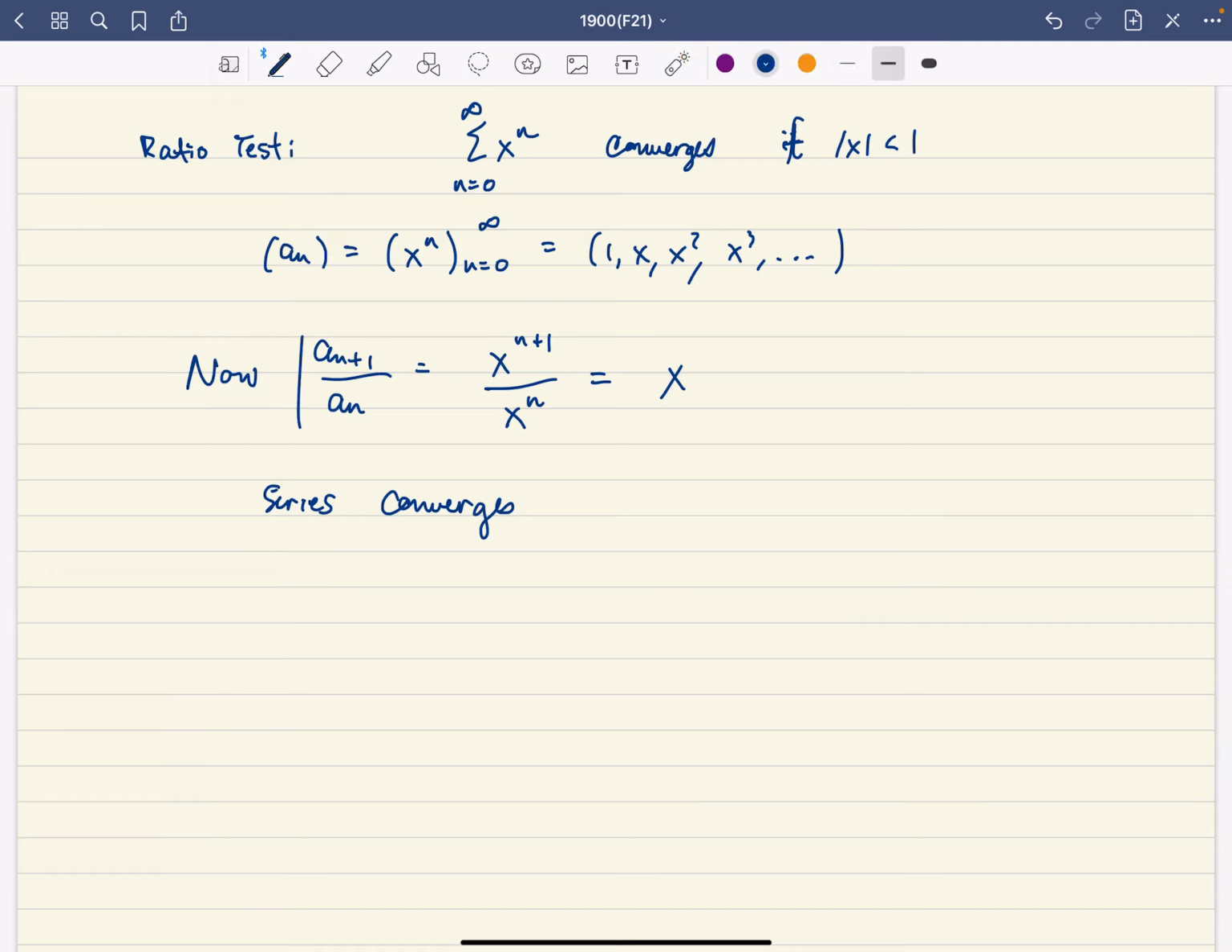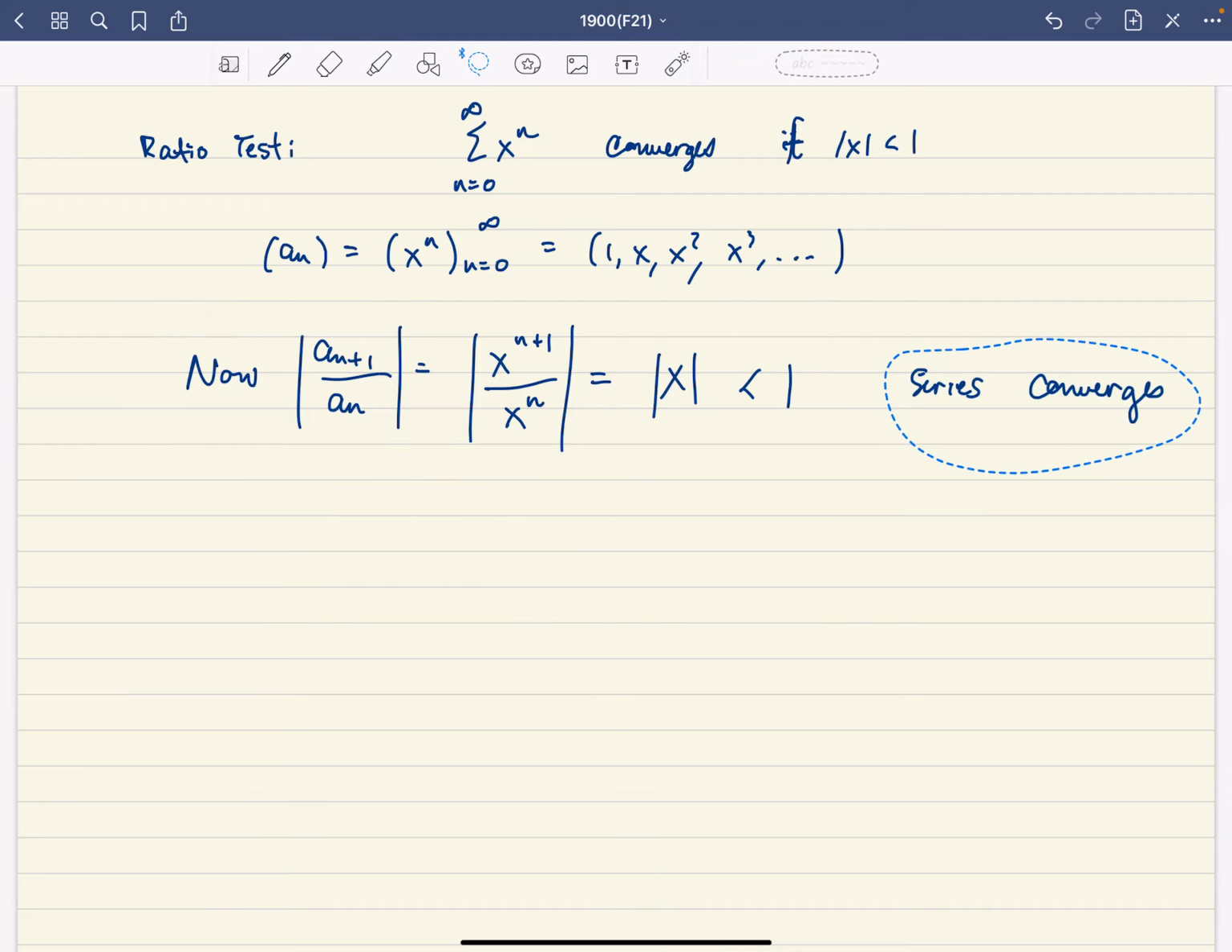And actually, what I want to look at is not just the ratio of consecutive terms in the sequence, but the absolute values of those. If that's less than 1, we know that we get a convergent series. So what we can do, it turns out, is start with an arbitrary series, look at this quantity as n goes to infinity, and that will tell us whether the series converges or diverges. And that's called the ratio test.